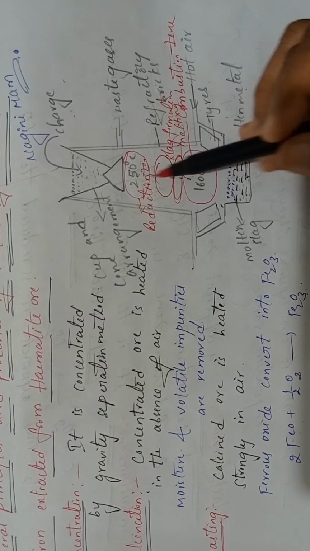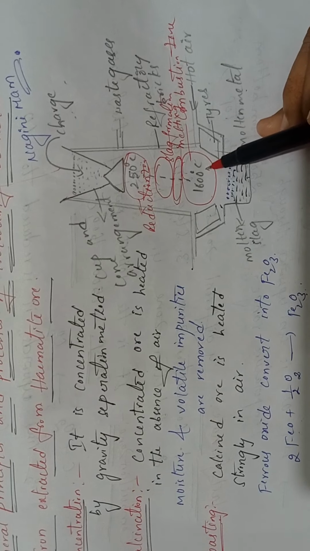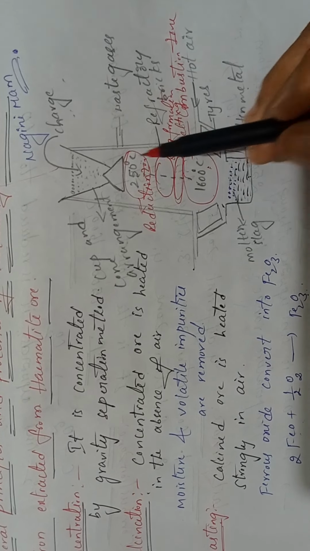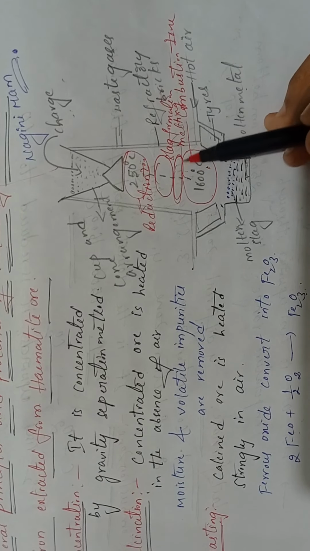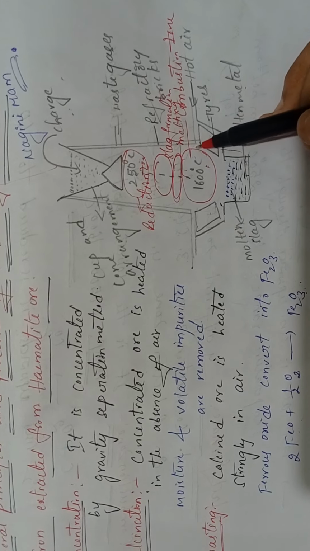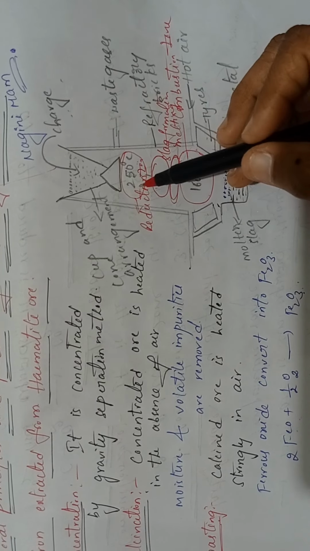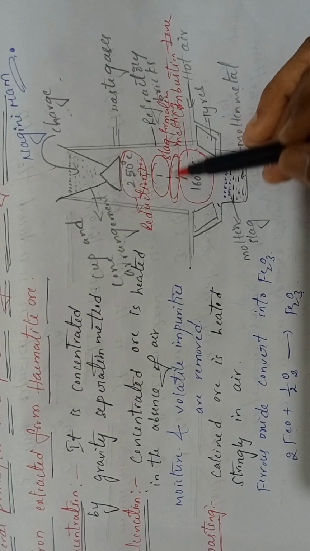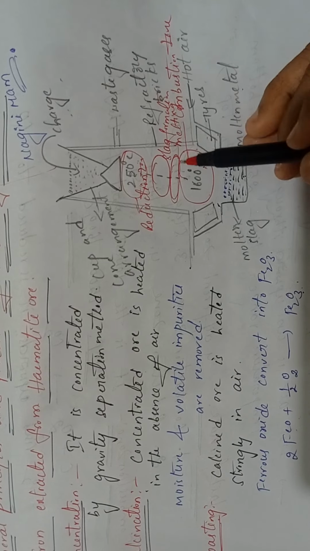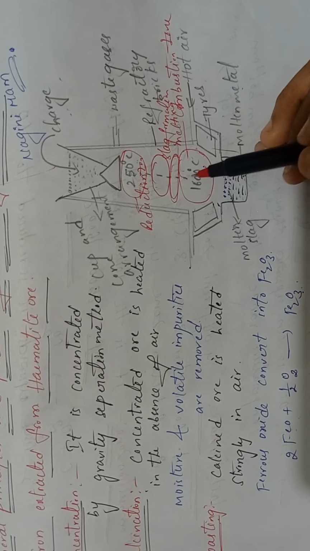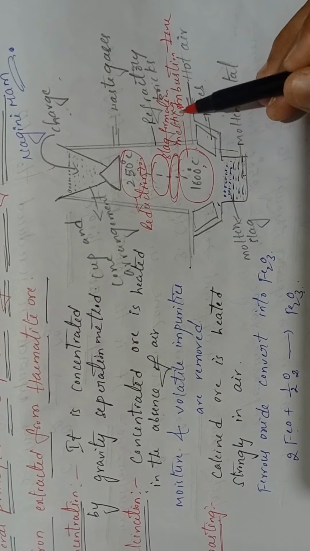Here total 4 zones are there. This is the combustion zone. This is the lowest part of the furnace, combustion zone. Uppermost part of the furnace is the reduction zone. Center part of the zone is slag formation zone. Just above the combustion zone, we'll call it the melting zone.